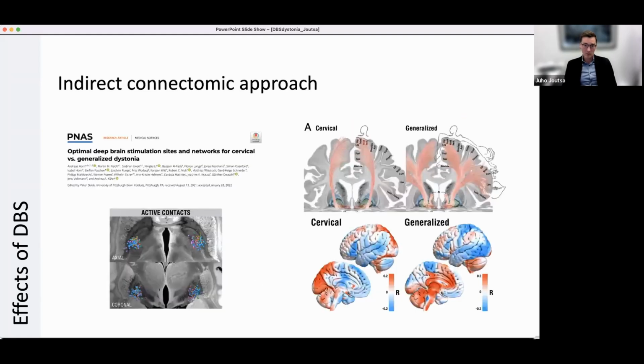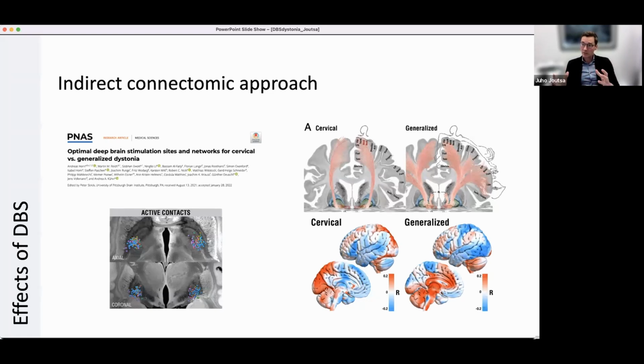So what are these slow processes, and how are networks relevant to them? This is a study by Andreas Horn and colleagues, where they looked at the exact DBS active contacts with volume of tissue activated models, and looked at whether they could explain the therapeutic response based on connectivity from the stimulation sites. They used an indirect connectomic approach, which is similar to lesion network mapping.